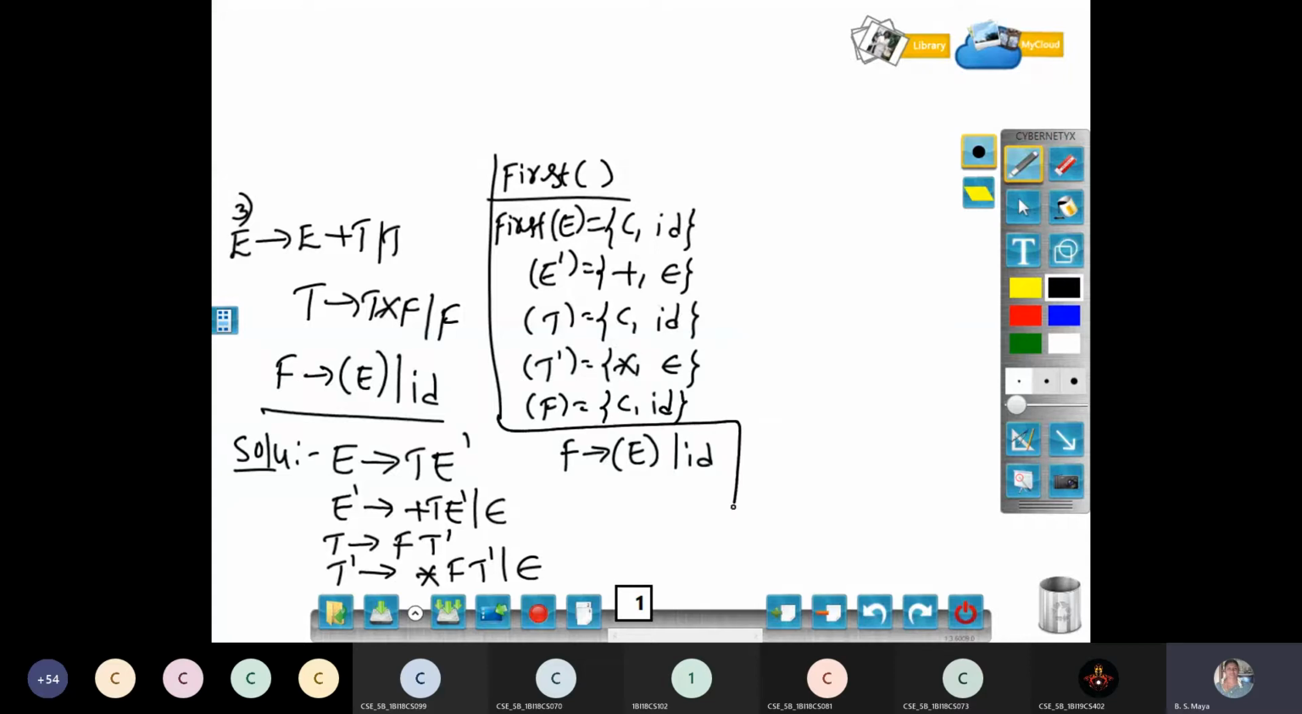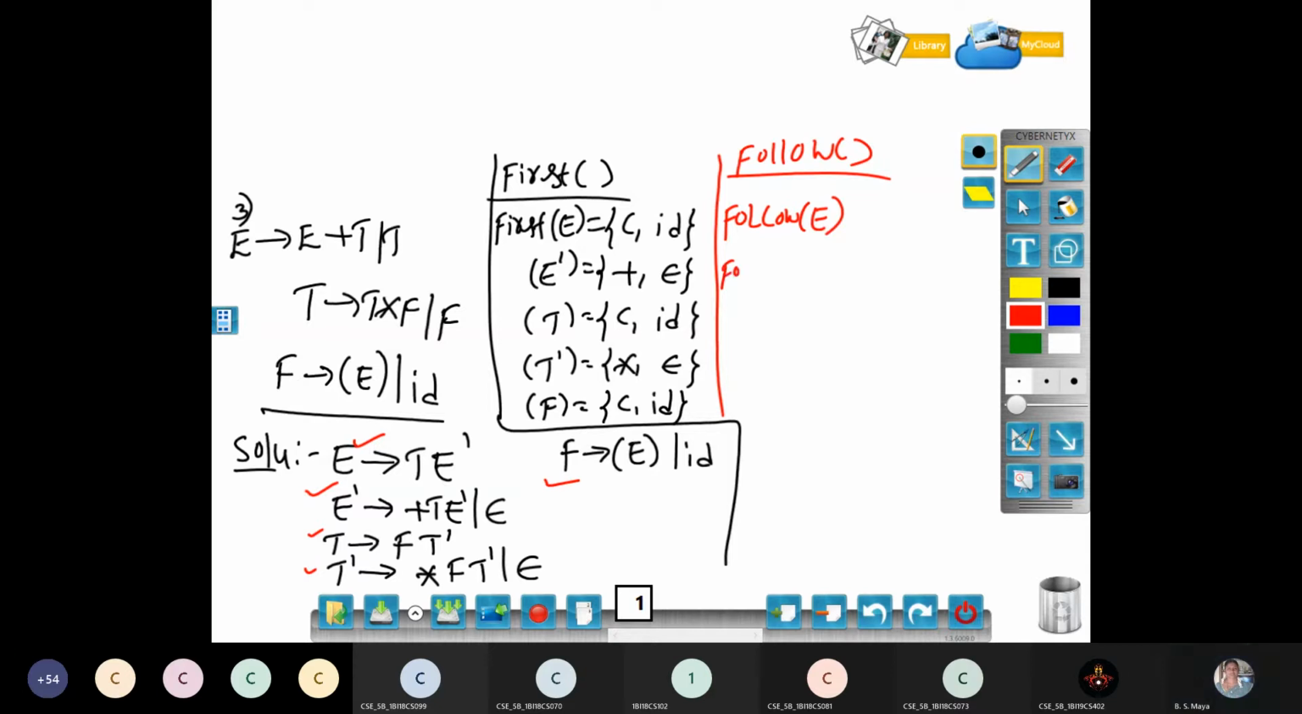See, we have reached step number 3. Now we are going for step number 4, computation of follow for each non-terminal. I have to compute for the same set of non-terminals: E, E dash, T, T dash, F. How many non-terminals? We have 5. I have to find the follow set of E, follow set of E dash, follow set of T, follow set of T dash, follow set of F.